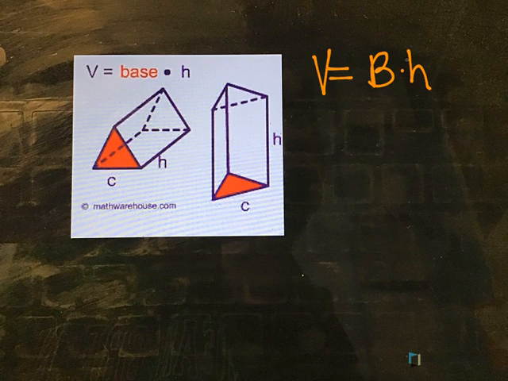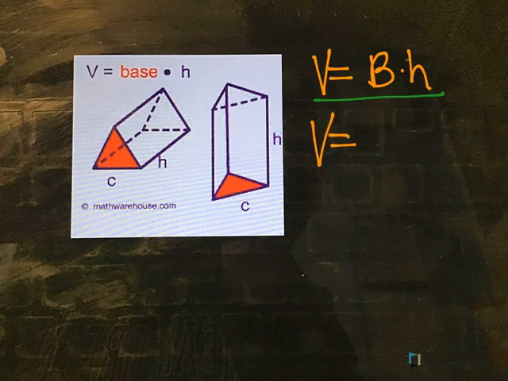So how do I know what the bottom shape is? Well, listen to the name. It's a triangular prism. So what do you think the triangular or the bottom shape is? That's right, a triangle. So this is my generic formula. Now I'm going to write this formula specific to what I'm dealing with at hand.